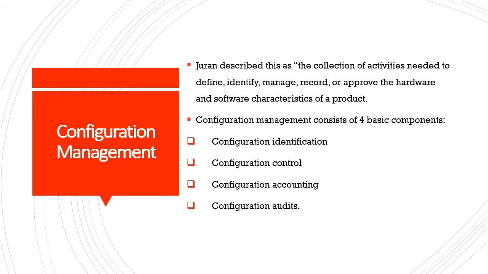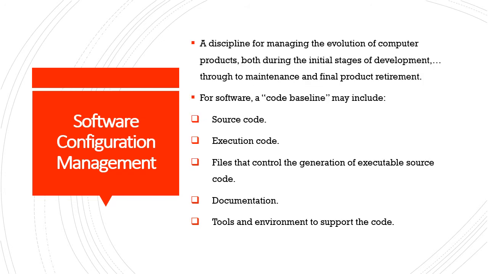Next, configuration management. Juran described this as a collection of activities needed to define, identify, manage, record, and/or approve the hardware and software characteristics of a product. Configuration management consists of four basic components: configuration identification, configuration control, configuration accounting, and configuration audits. Software configuration management is a discipline for managing the evolution of computer products, from the initial stage of development through the maintenance and the final product retirement.